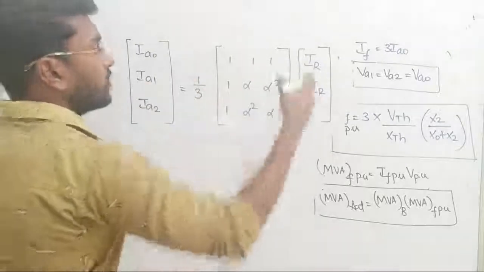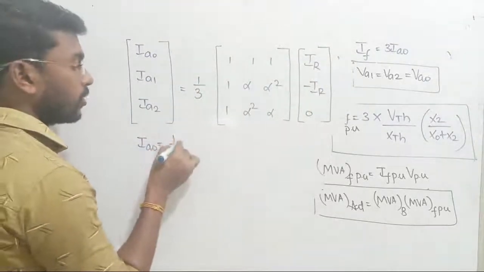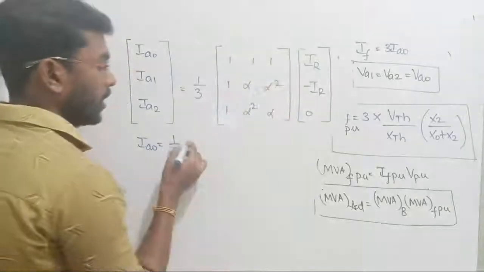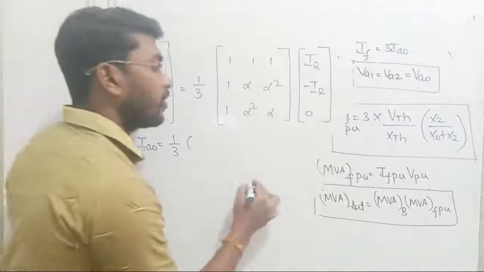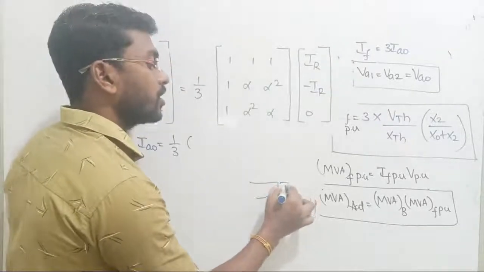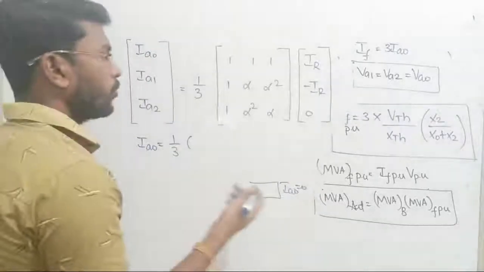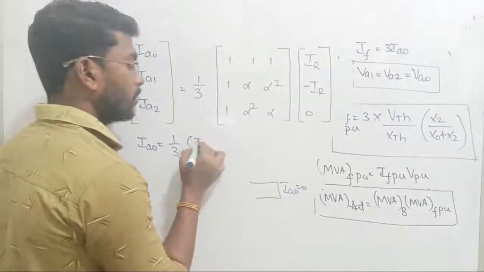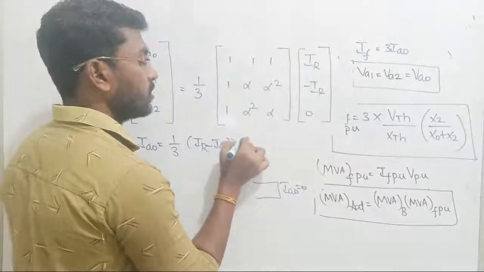You will be tested for these three currents. What will you do? Just calculate the value of IA0. It can be written as 1 by 3 times of 1 into IR. Of course, we already know the answer. Since we have a line to line fault, the zero sequence component is 0. So you don't need to calculate it. IR minus IR is 0, it will definitely be 0.